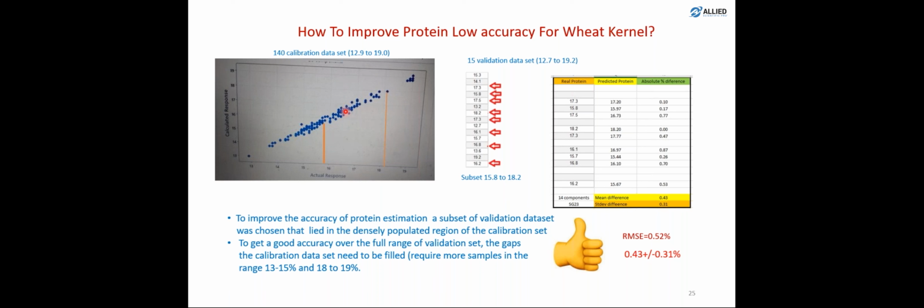So I applied that to only the 15 samples that lied in the region 15.8 to 18.2, for example. And that improved the prediction to RMSC of 0.52%. So that shows that you need to have equal number of samples in each region. If you apply to the full range, because you don't have enough samples here and here, you won't get a good result. But if you apply it to a region where you have a good concentration of samples, then you would get a much better result, and that's what we saw.